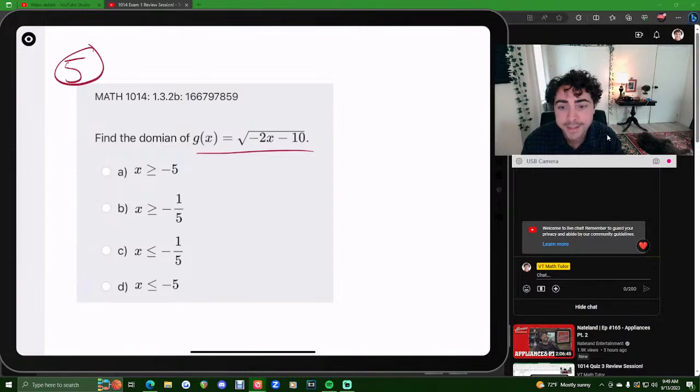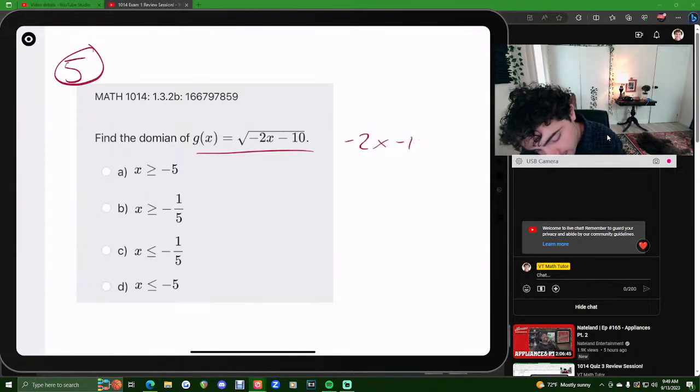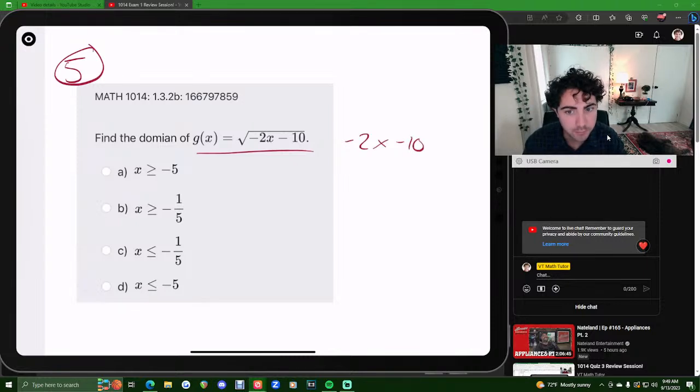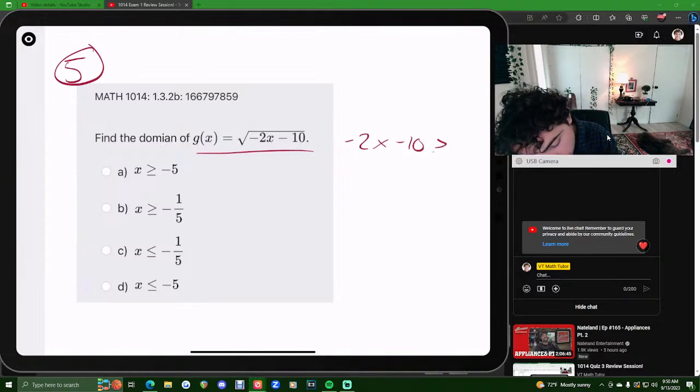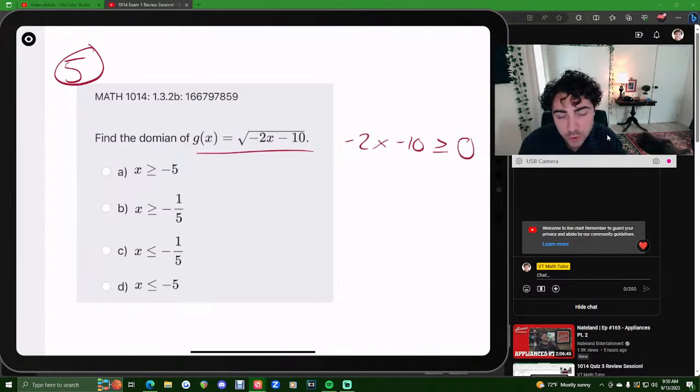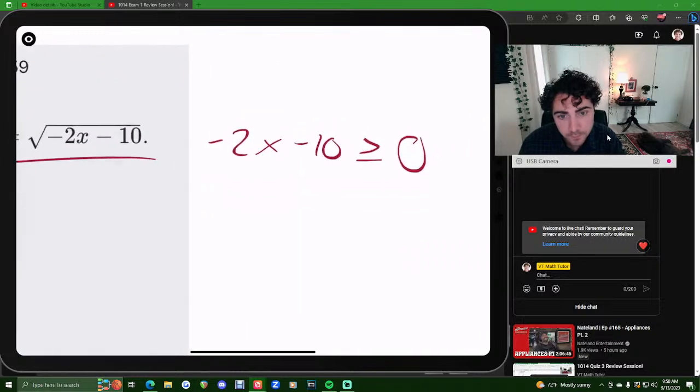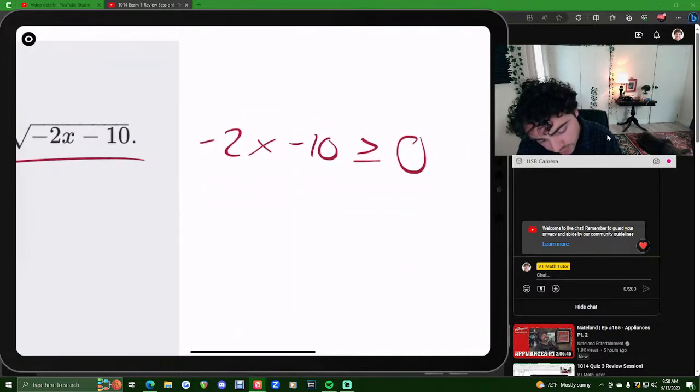No. So the way we find our domain or our domain restrictions is by taking everything that's underneath the square root, and because everything underneath the square root cannot be negative, that means it has to either be positive or equal to 0. So it has to be greater than or equal to 0. So we set the inside of whatever's underneath the square root greater than or equal to 0, and then we just solve for x. So let's add 10 to both sides.